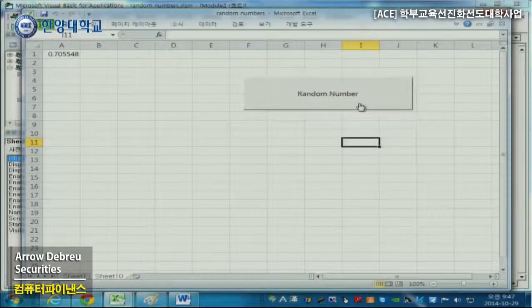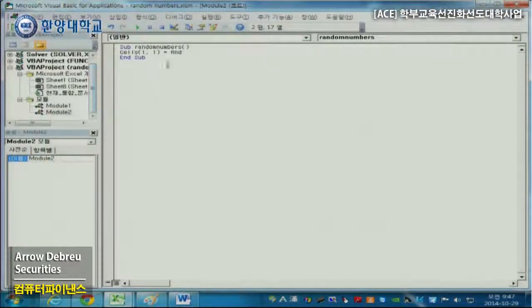So I click this one. Yes, I have this one, right? So in Excel VBA, it is simply instead of R and D, we can use RAND. Okay, RAND. This is the function for it.